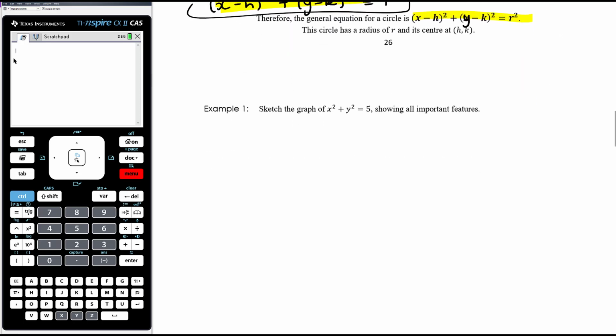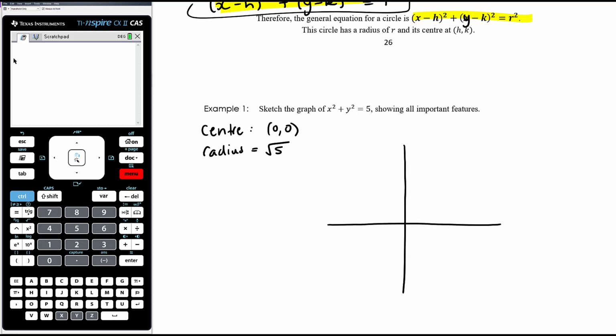Okay, so let's have a look at this. We're going to sketch the graph of x squared plus y squared equals 5. So no translations, the centre hasn't changed. The centre is still at 0, 0. x squared plus y squared equals r squared is a circle with its centre at the origin and its radius of r. So the radius isn't 5, the radius is the square root of 5. So it's going to be a circle with its centre at the origin.